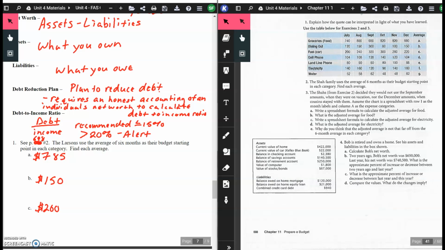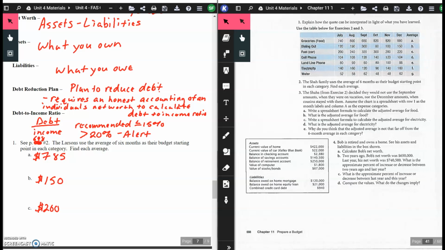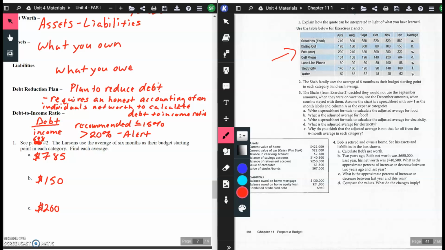For number 1, we are referring to page 698, so fix that page number for me. Number 2, which is off to the side here. The family names are a little bit different, but the Larsons use the average of 6 months as their budgeting starting point in each category. Find the average in each category. So we're going to look at this table at the top of the page right here.